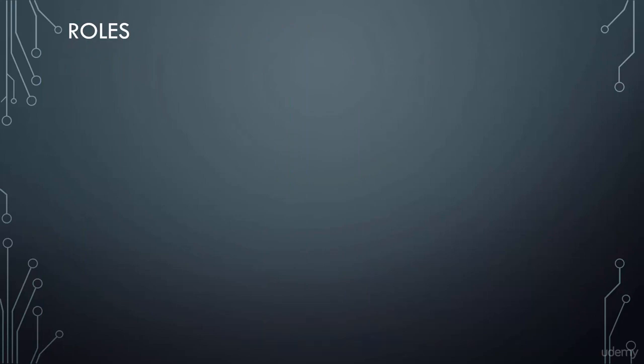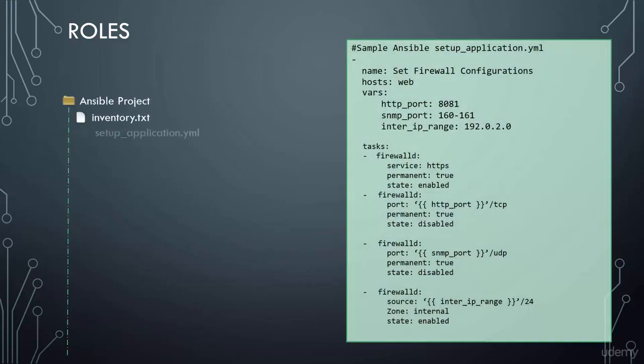Now, we have been creating inventory files and defining variables and writing playbooks as we thought was fit for our needs. But is there a standard way to do these? What does Ansible recommend? Ansible roles define a structure for your project and define standards on how files and folders are organized within your project. In this example, under my Ansible project, I currently have an inventory file and a single large playbook to set up my web server end-to-end.